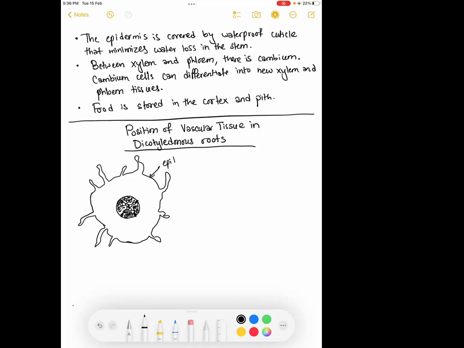Again, the outer layer is called epidermis. Now, this inner layer is called endodermis. Now, these protrusions that I drew, these are root hairs. If you want to imagine, this is like a transverse section of a root. Just think of a root that is cut in half.